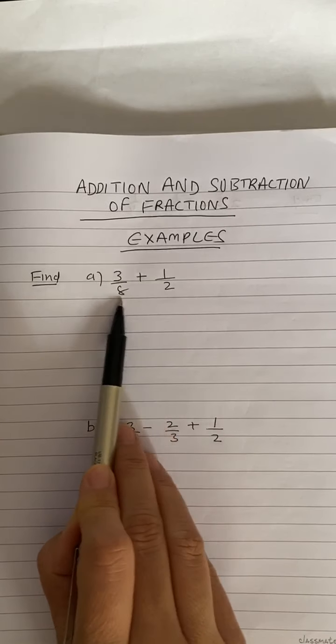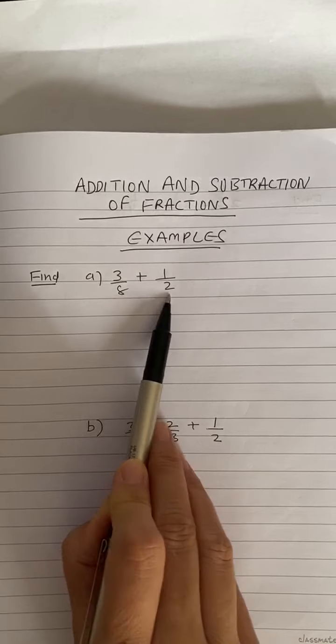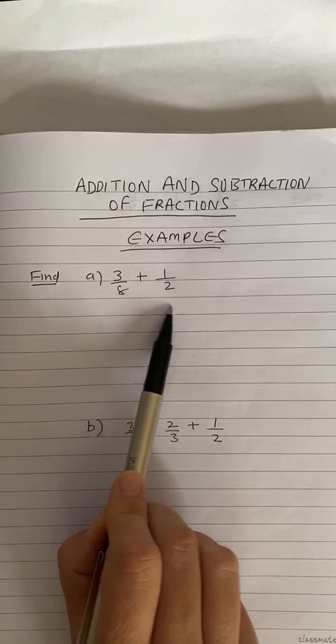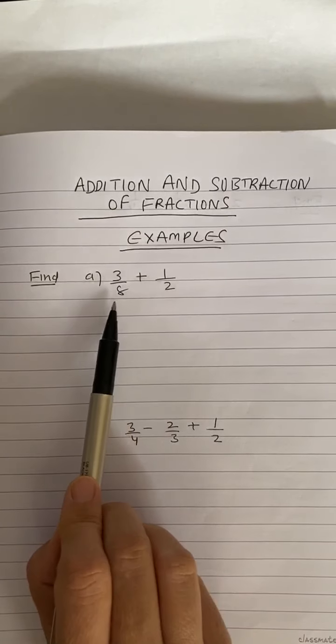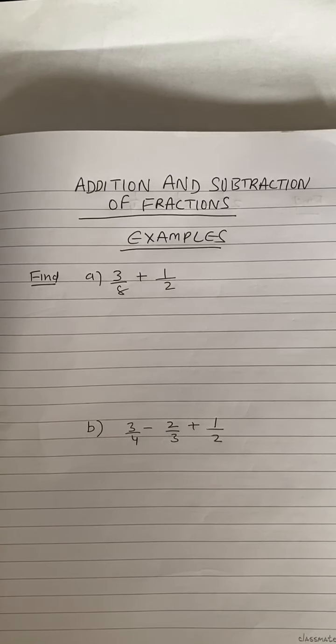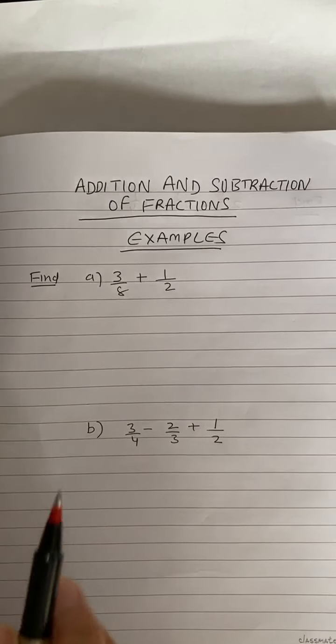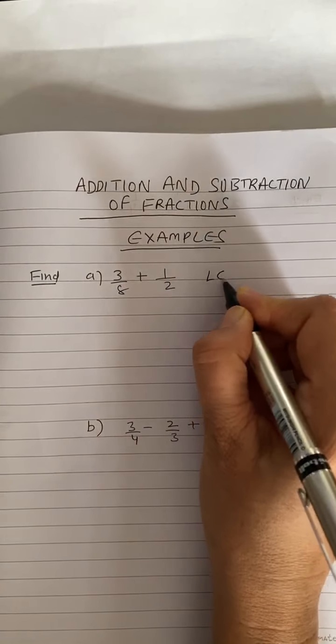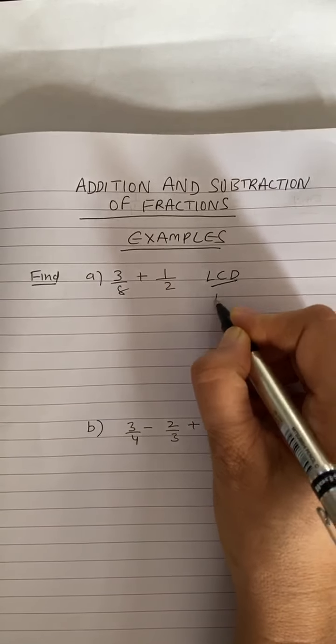When you have to add two fractions where the denominator is not the same, the first step you need to do is make the denominators equal. Here you can see 8, and the denominator for the second one is 2. So you need to make the denominator the same. Now we need to find the least common divisor, or least common multiple.